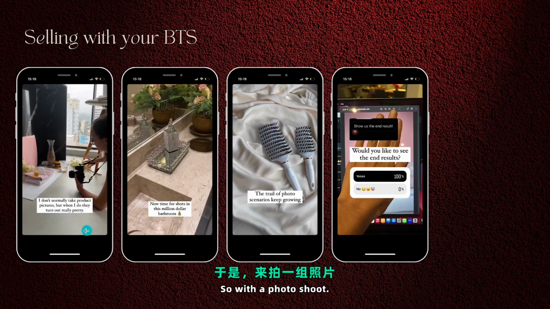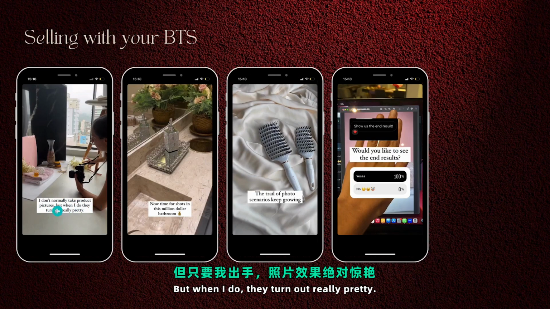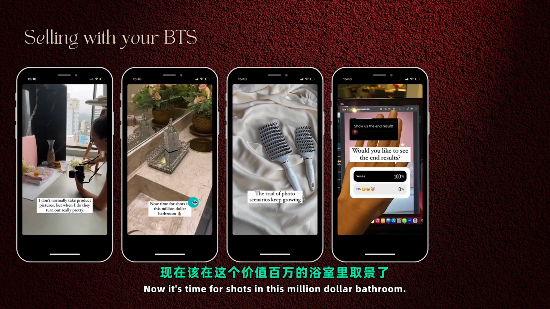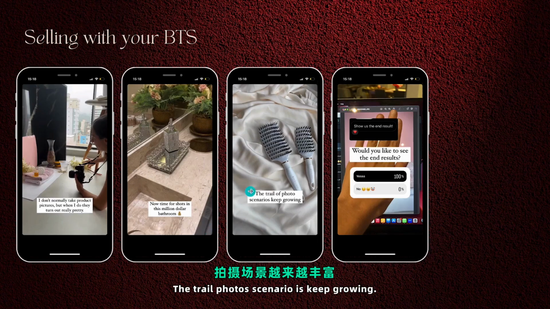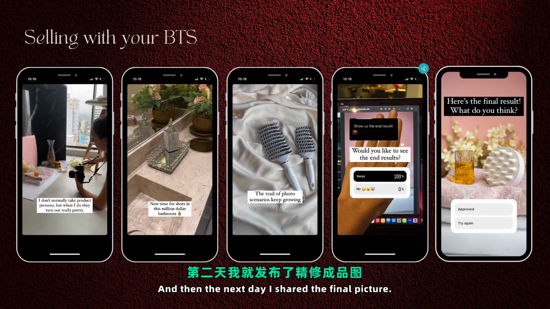So with a photo shoot: I don't normally take product pictures, but when I do, they turn out really pretty. Now it's time for shots in this $1 million bathroom. This was actually a video. The trail of photo scenarios keep growing. This was also a video. And then, would you like to see the end results? And then the next day I shared the final picture.